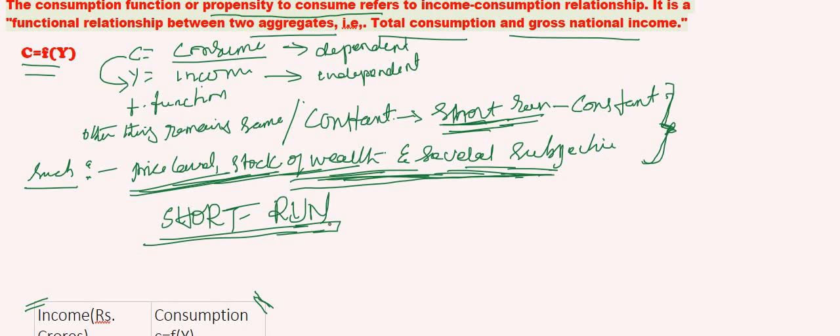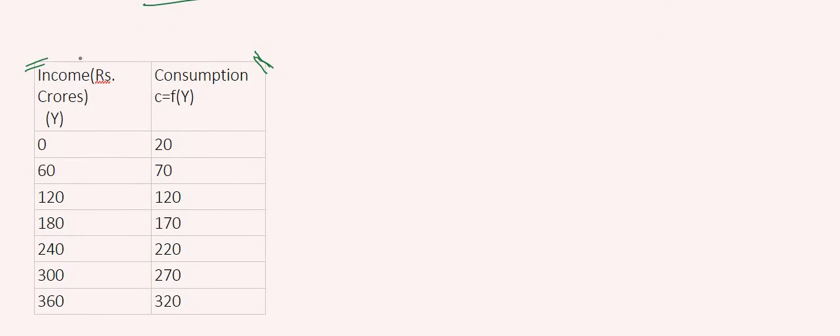In fact, the propensity to consume or consumption function is a schedule of various amounts of consumption expenditure corresponding to different levels of income. Now we shall move to the schedule which describes the various levels of income and consumption. When income increases, consumption also increases, but not by as much as the increase in income. This schedule is hypothetical, and the table shows that consumption is an increasing function of income because consumption expenditure increases with an increase in income.